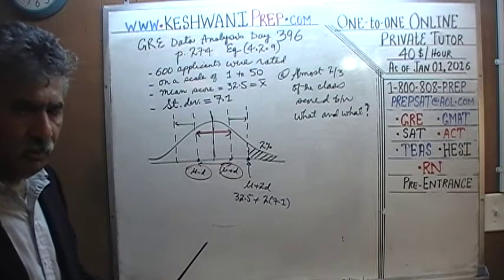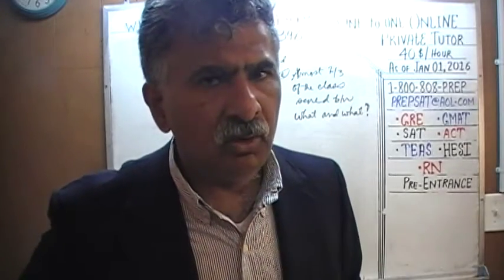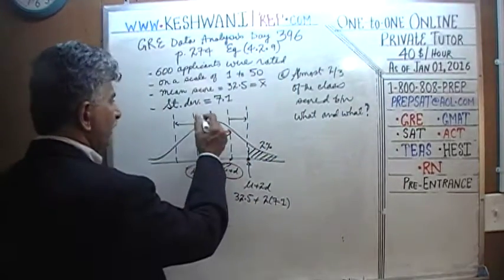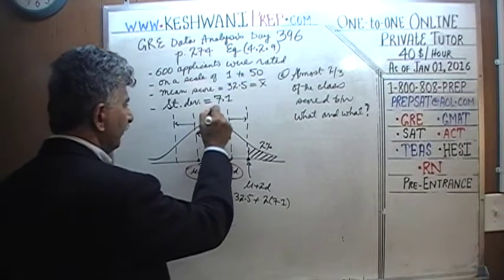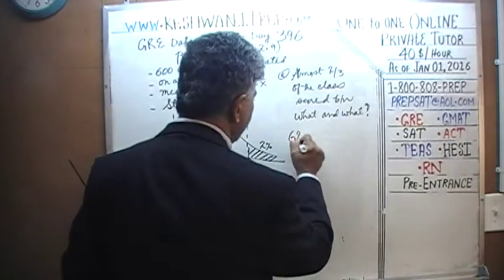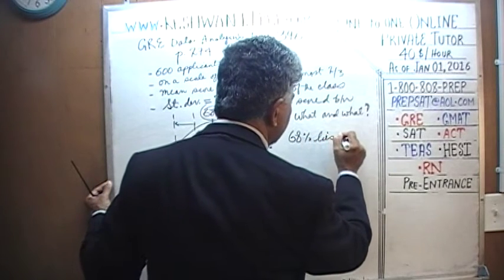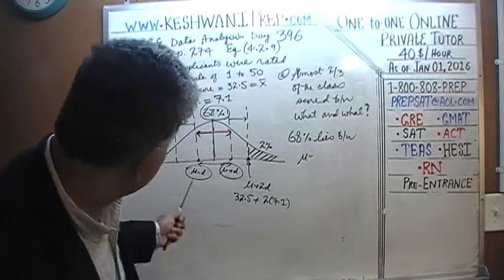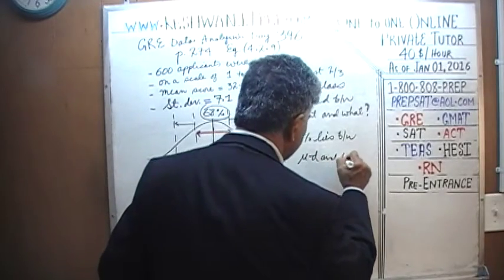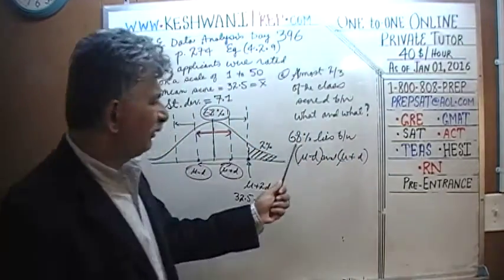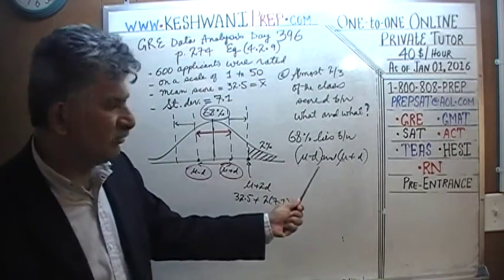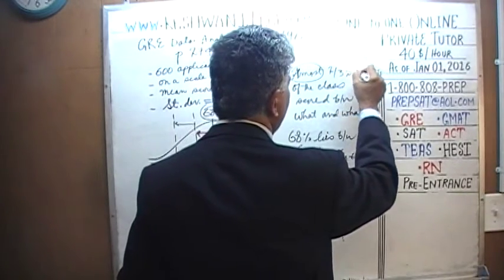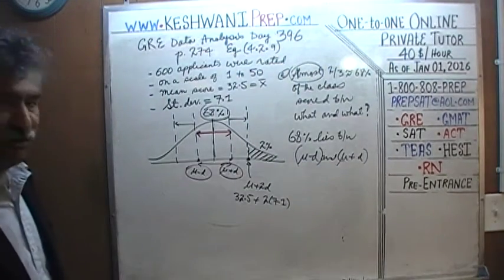But the range of the score of the middle two-thirds of the class is 14.2, because one standard deviation captures 68% of the population. Well, 68% of the population lies between the mean minus the standard deviation and the mean plus the standard deviation. And we're going to pretend that two-thirds, hence the use of the word almost, is approximately 68%. So the answer to this question is very straightforward.